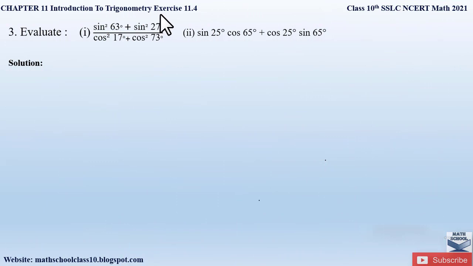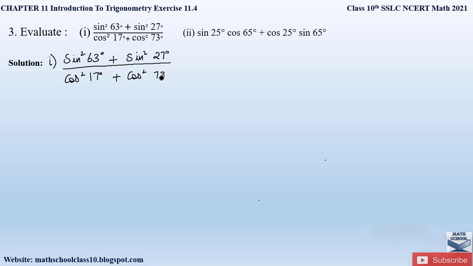Question number 3 from exercise 11.4, chapter 11, Introduction to Trigonometry says evaluate. They have given us two parts of the question and we have to solve them one by one. Let us consider the first part of the question, which is given as sine square 63 degree plus sine square 27 degree divided by cos square 17 degree plus cos square 73 degree.